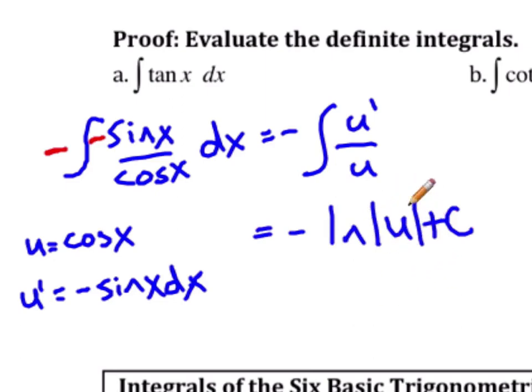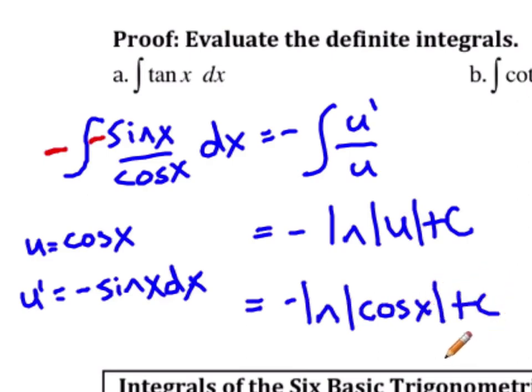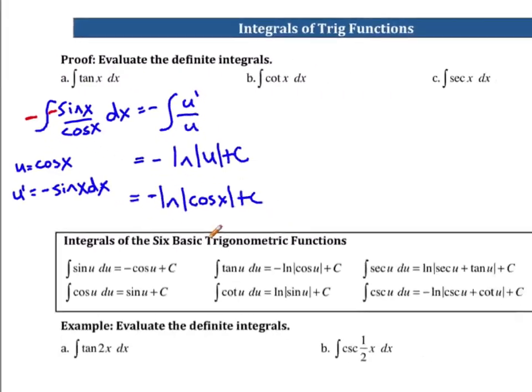And all we do is substitute cosine x back in for u, and so this equals negative natural log absolute value of cosine x plus c. Okay, so that is the integral of tangent, and it actually becomes a natural log function.